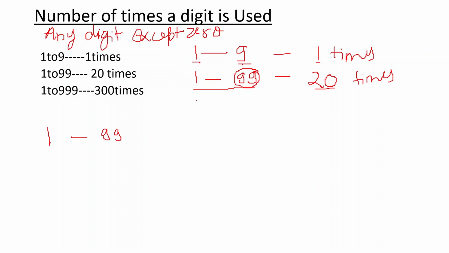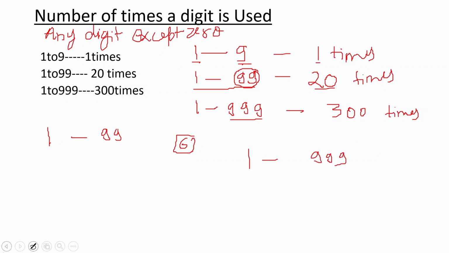Then suppose it is asked 1 to 999. Let's say the question is how many times digit 6 will be used if you write numbers from 1 to 999, or you can write also 1 to 1000. So how many times will you be using it? There are 3 9s, so I will write 3, and 3 minus 1, so I will put 2 zeros here. So 6 will be used 300 times when you write numbers from 1 to 999.